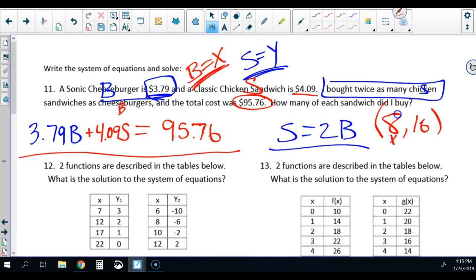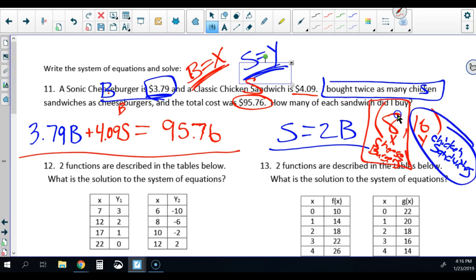This is my X. This is my Y. My X was B, which is cheeseburgers. So 8 cheeseburgers, and 16 is my Y. Y is my S. S is chicken sandwiches. So 16 chicken sandwiches. So I know that's sloppy. My bad. Deal with it. 8 cheeseburgers, 16 chicken sandwiches.